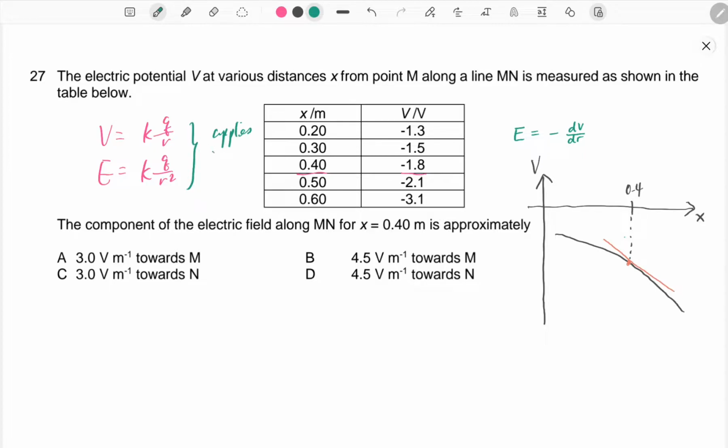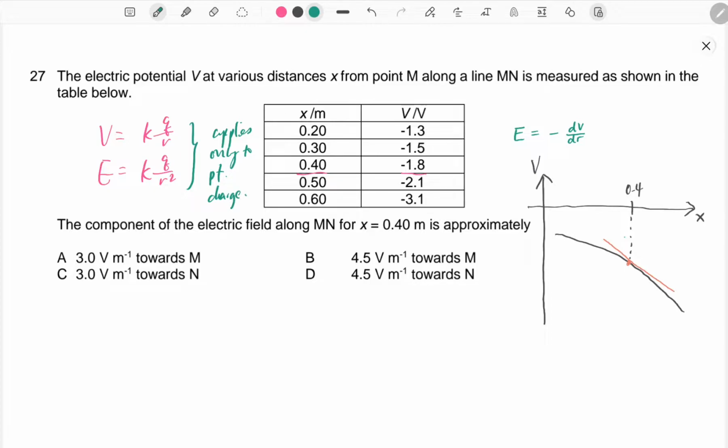So if you want to use this method of just taking the value of V divided by the R, it can only apply mathematically. It's a mathematical coincidence for point charge. So this method is out.